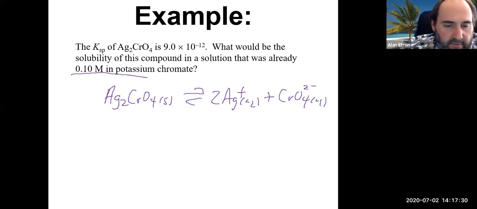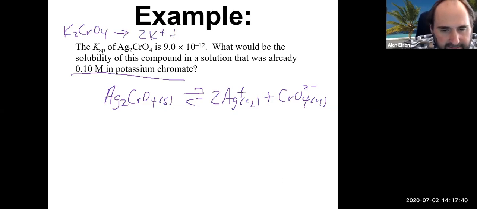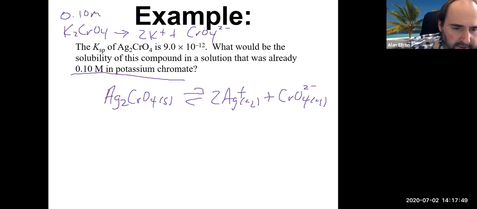Now we also have it not in water, but in a solution of potassium chromate, which is a salt. So it will break apart into a couple of potassiums and one chromate. The concentration of this is 0.1 molar, which means the concentration of the chromate would also be 0.1 molar, as it's a one-to-one relationship. By the way, if you wanted the concentration of potassium ions, you would take 2 times 0.1, which would be 0.2 molar, but we're not really interested in that.